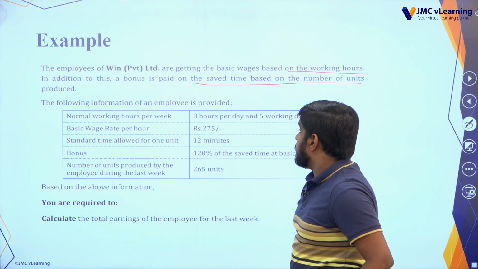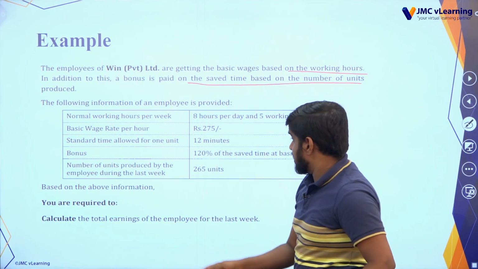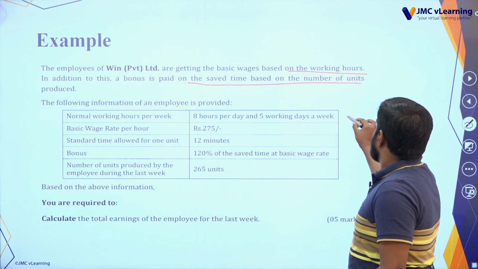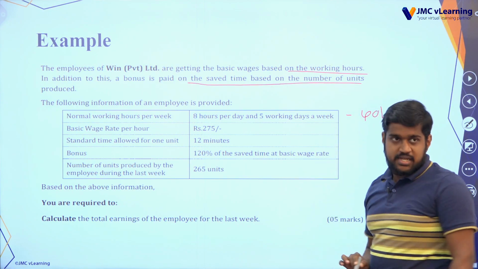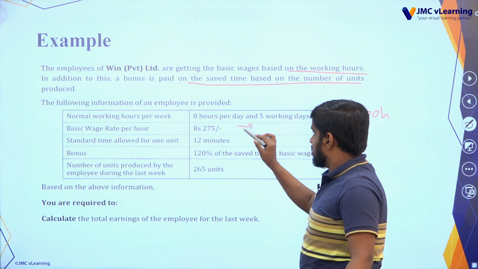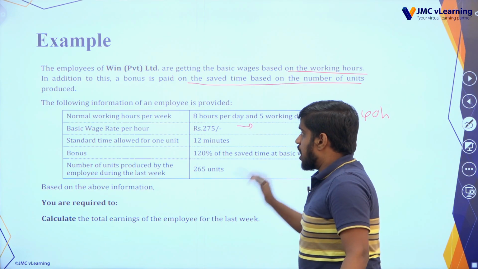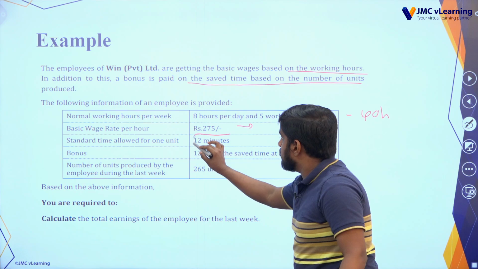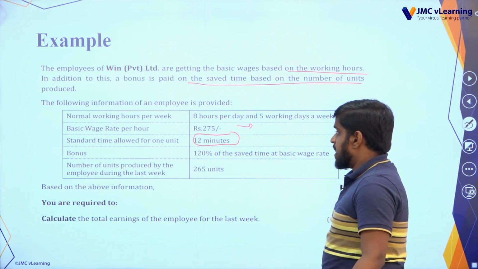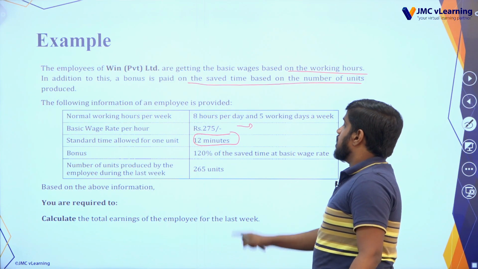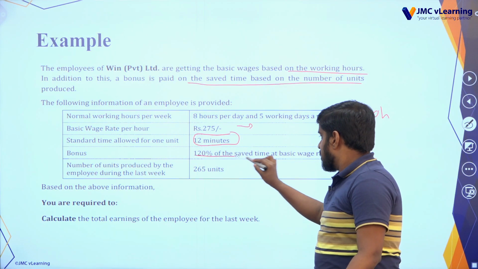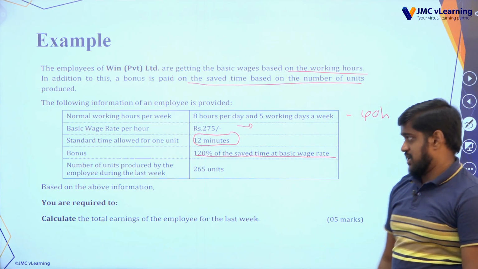Normal working hours per week: 8 hours per day, 5 working days. That means 40 hours per week. The basic wage rate per hour is 275. The standard time allocated for 1 unit is 12 minutes. Then the bonus is 120% of the saved time at the basic wage rate.